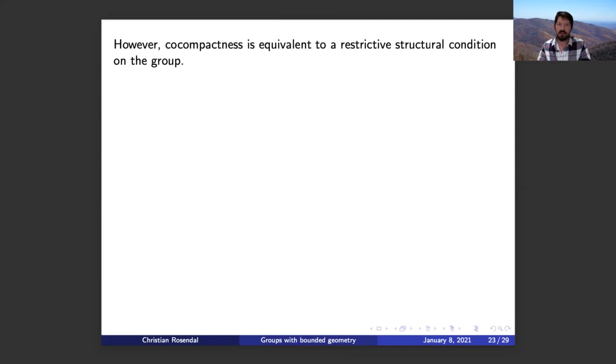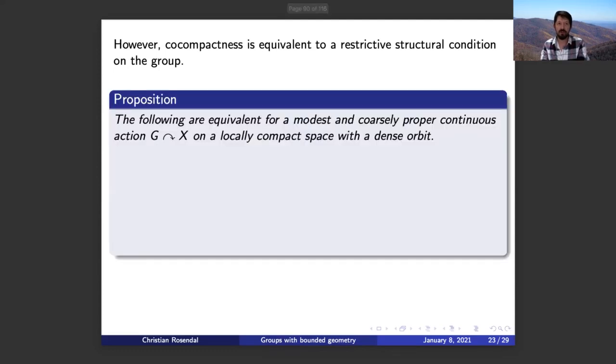Co-compactness, on the other hand, now becomes a restrictive structural condition on the group. So you start out with a modest and coarsely proper continuous action on a locally compact space, and let's assume it also has a dense orbit. You can always take an orbit and its closure and restrict your attention to that. That won't change modesty nor coarse properness. So you've got this coarsely faithful action on a locally compact space.